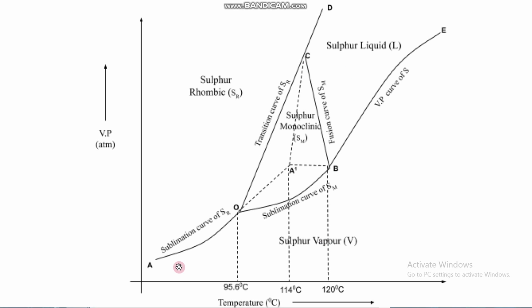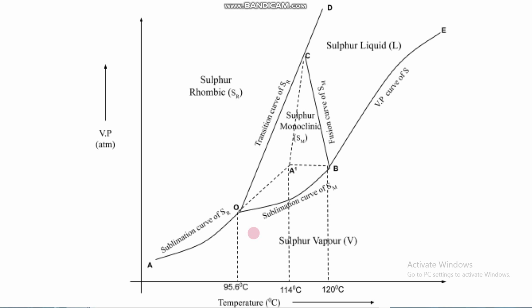And the last area is sulfur vapor, this area, with curves AO, OB and BE. Here the common phase is sulfur vapor and it occupies the area below these three curves. Understood? So the degree of freedom is 2. This is also bivariant, two variables, temperature and pressure. So this is about the significance of areas.